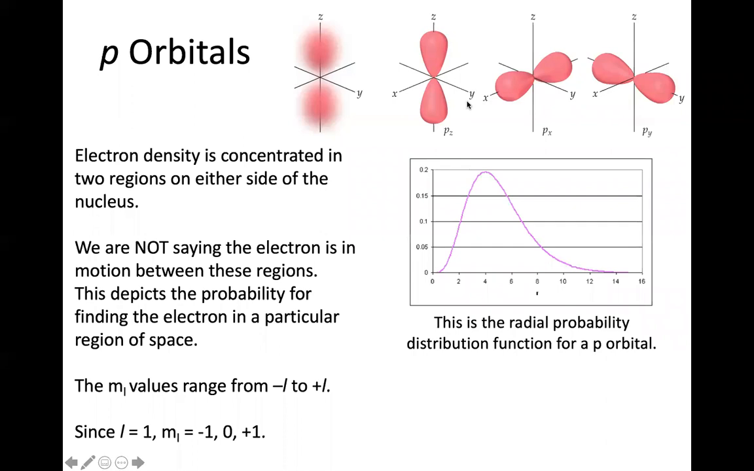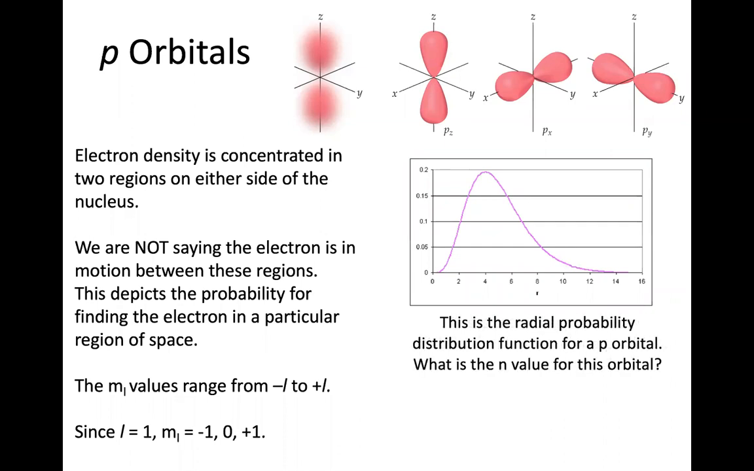Here I show a radial probability distribution function for a p orbital. Take a second. What do you think the n value is for that p orbital? So I'm telling you that this is the radial probability for a p orbital. What do you think the n value could be?